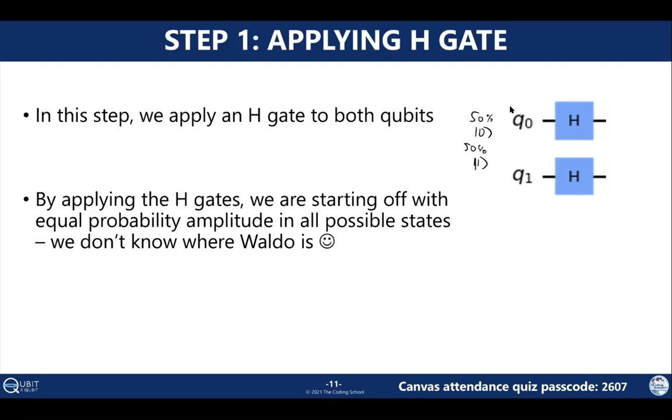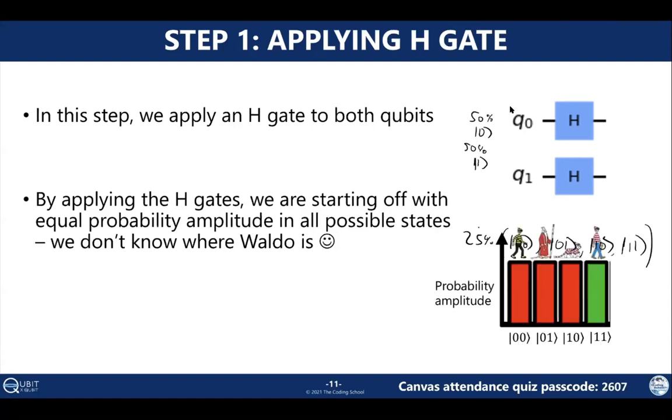And so that ends up being like 25% for 0, 0, 0, 1, 1, 0, and 1, 1. So this is how we might write that. This would be our 25% marker. And Waldo is noted in green, but obviously we have no idea that he is there yet. As far as we know, everything is just like in grayscale and everything is equal probability.